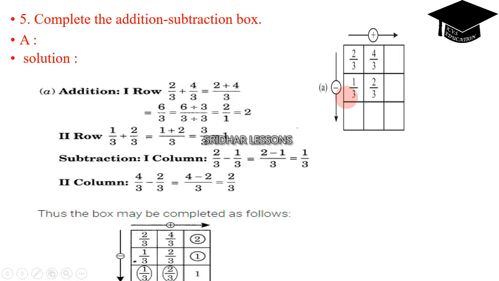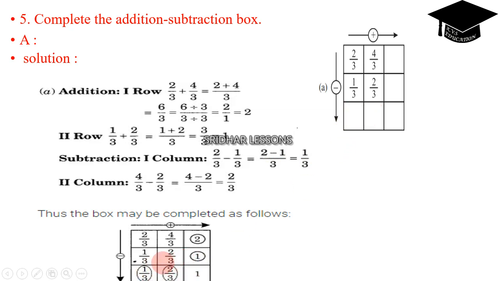Coming to the second row for addition, 1 by 3 plus 2 by 3. Again 1 plus 2 by 3, this is equal to 1. We have to write 1 here. For the second column, this is 4 by 3 minus 2 by 3. We have the common denominator, so 4 minus 2 by 3 is 2 by 3. And as usual for the first column it is 2 minus 1 by 3, this is 1 by 3.